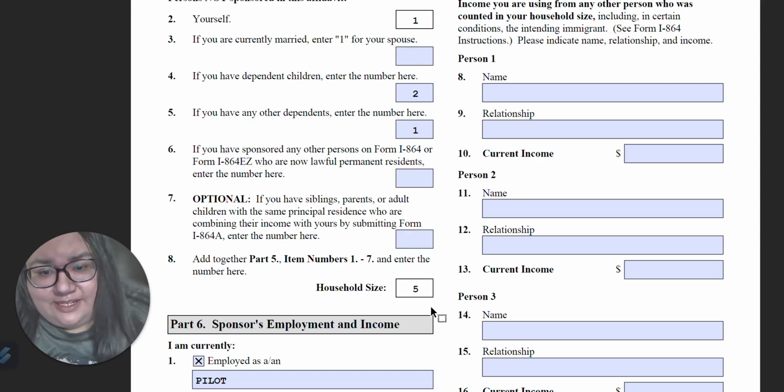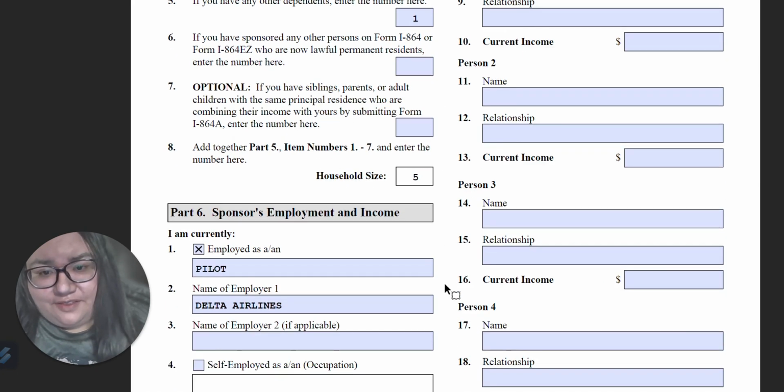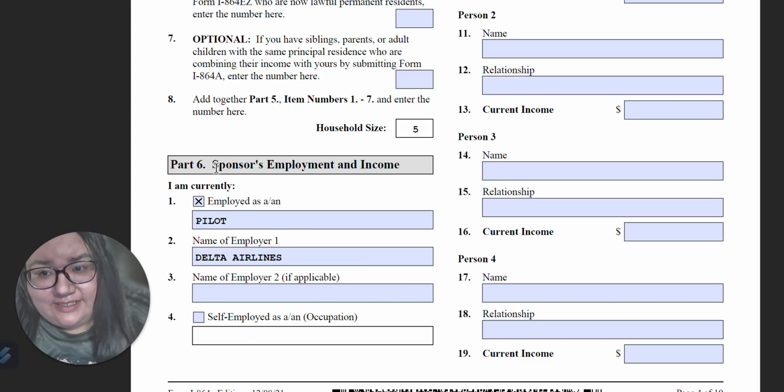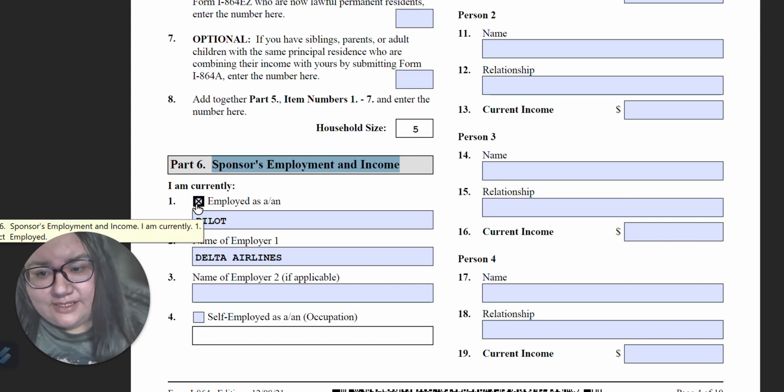Now, further down here, part 6, it's going to ask about the sponsor's employment and income. Again, the petitioner's employment and income in our scenario. All right, so I have indicated here that Jose is employed. So we've checked off this box and we put down his occupation. Let's say he's a pilot with Delta Airlines. So that's what we filled out here.